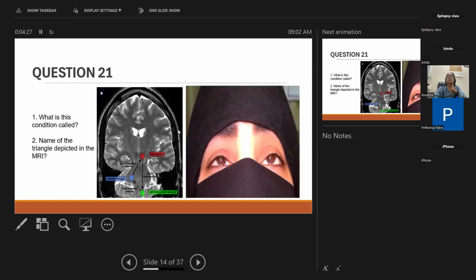What is this condition called? Name the triangle. The patient has oculopalatal myoclonus, and the triangle is the Guillain-Mollaret triangle.